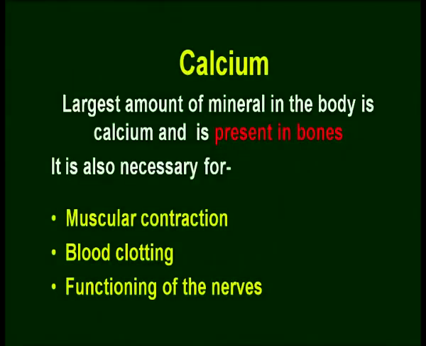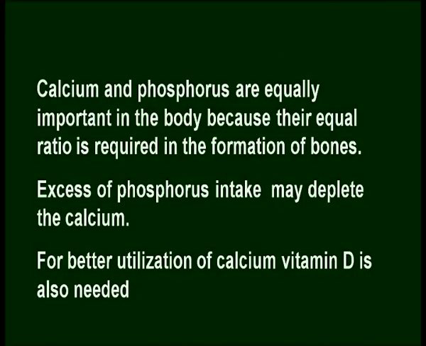Let us talk about the main mineral, that is calcium, which is present in the largest amount in the body, particularly in the bones. It is required for muscular contraction, blood clotting, and functioning of our nerves. Calcium and phosphorus perform equally, and they should be available in the body in an equal ratio, particularly when it is required for formation of bones. Excess of phosphorus may deplete the calcium.